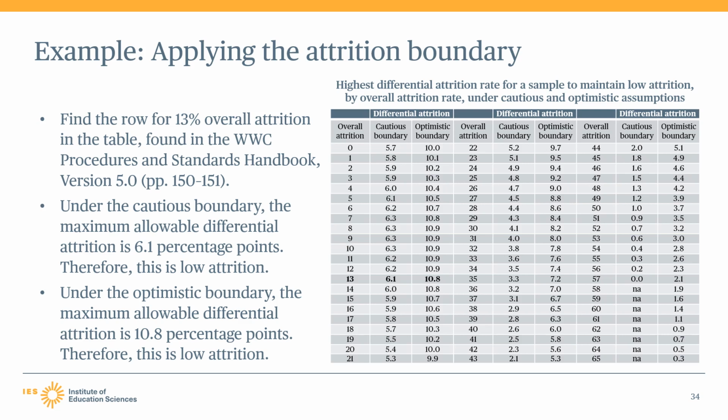Recall that the differential attrition rate from our example was 5.7, which is lower than the 6.1 cautious maximum. So this level of attrition would be low under both the cautious and optimistic boundaries. If an overall and differential attrition combination is allowable under the cautious boundary, then we know it also must be allowable under the optimistic boundary, because, by definition, the optimistic boundary allows for more attrition than the cautious boundary.